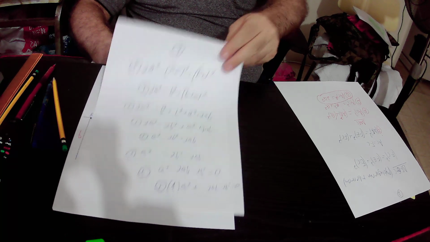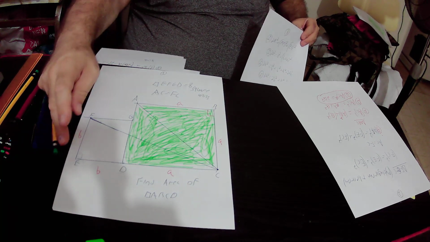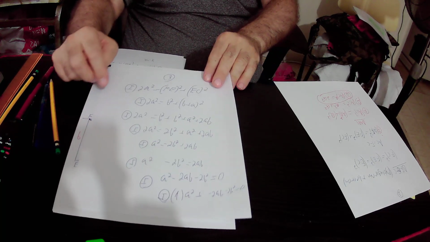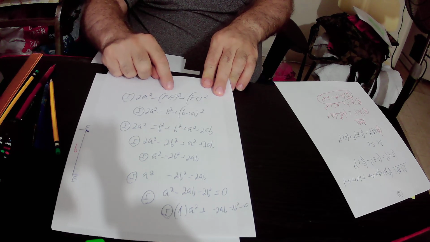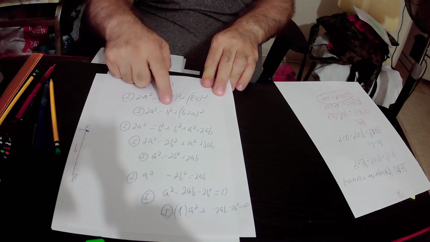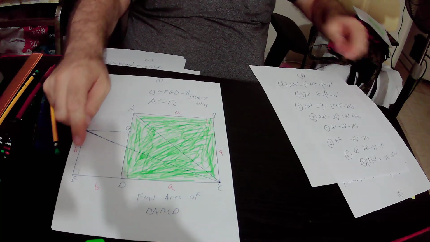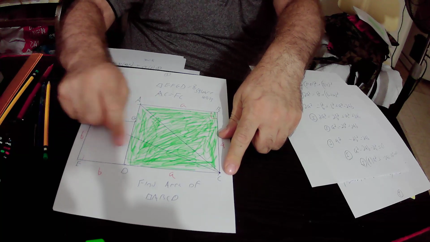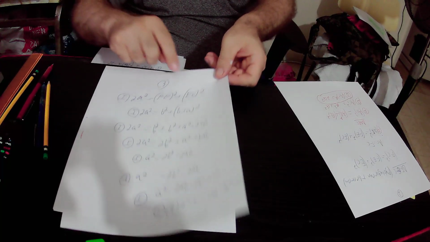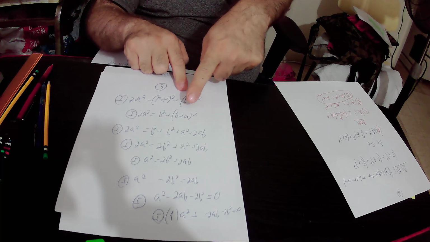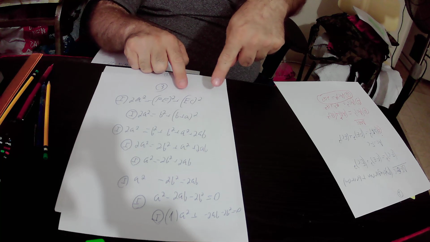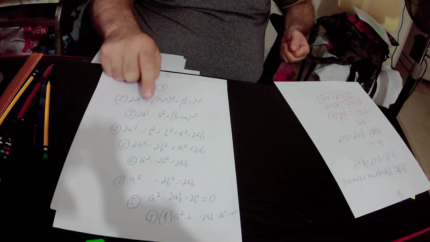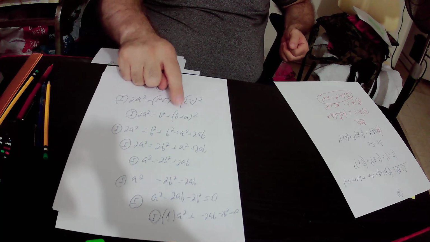But what is the value of FE? FE equals B. So here we get that 2A square equals FE square, and FE equals B, so FE square is B square. And what is the value of EC? The value of EC is actually B plus A. So EC square is B plus A, squared. So in total we got that 2 times A square equals B square plus B plus A, squared.